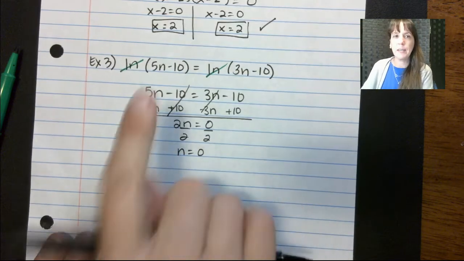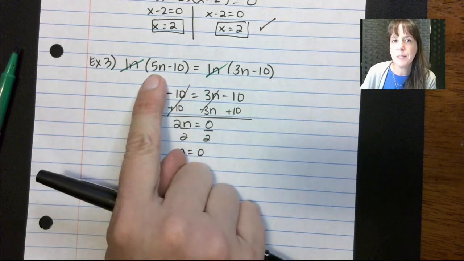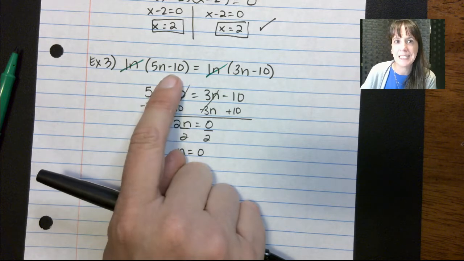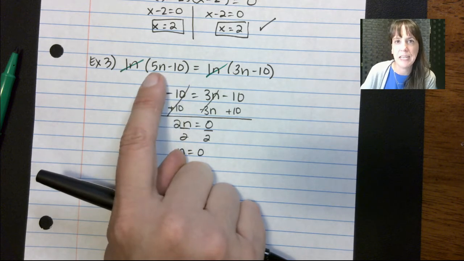All right, let's go back and plug it in. If I plug that in here, 5 times 0 is 0. 0 minus 10 would give me a negative 10, and so I would have a negative here.